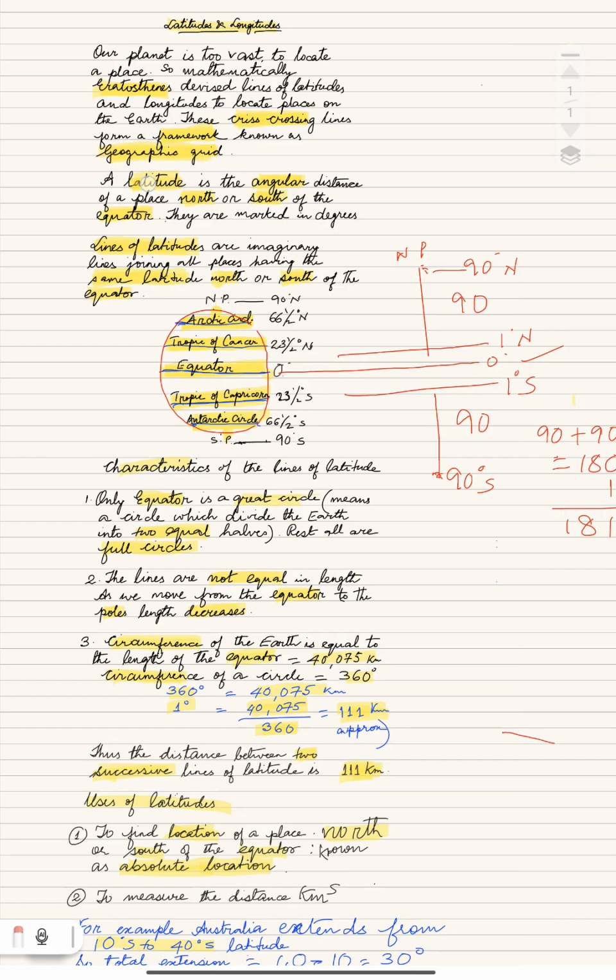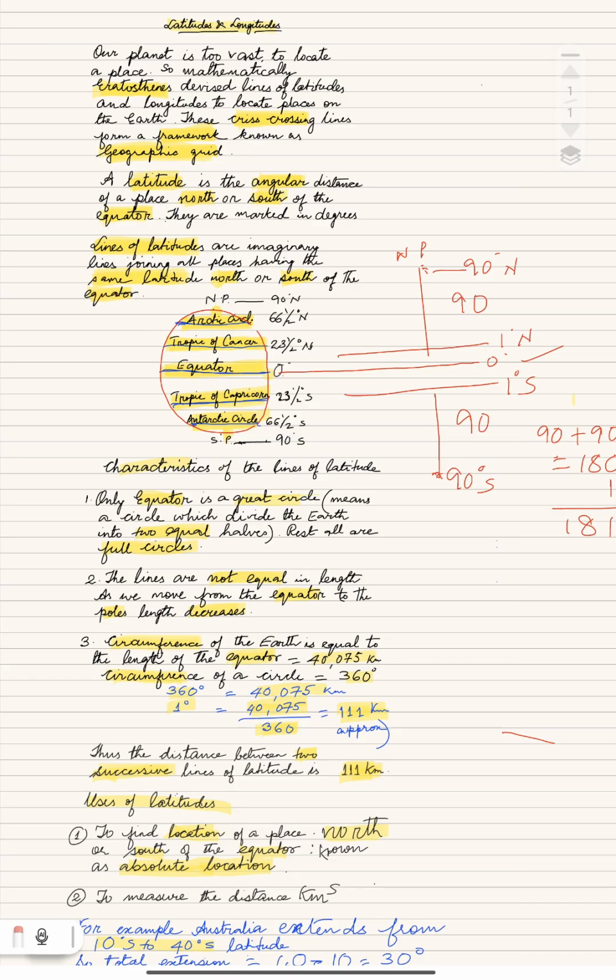What is latitude? A latitude is the angular distance of a place north or south of the equator. They are always marked in degrees. What are lines of latitudes? They are imaginary lines joining all places having same latitude north or south of the equator.